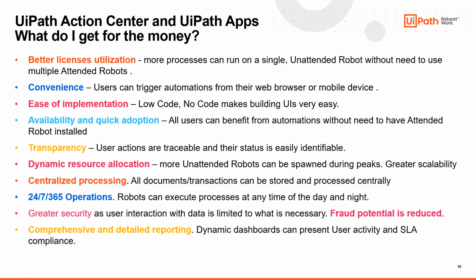So let's summarize the benefits we get from these approaches. First of all, we get better license utilization. Instead of deploying multiple unattended robots to different people running one or two processes, now we can have one unattended robot that will run multiple different processes, regardless of the user that needs to initiate the process. And this robot can run, of course, 24/7. We also get a lot of convenience, because users can trigger automations on unattended robots directly from their web browsers and their mobile devices.